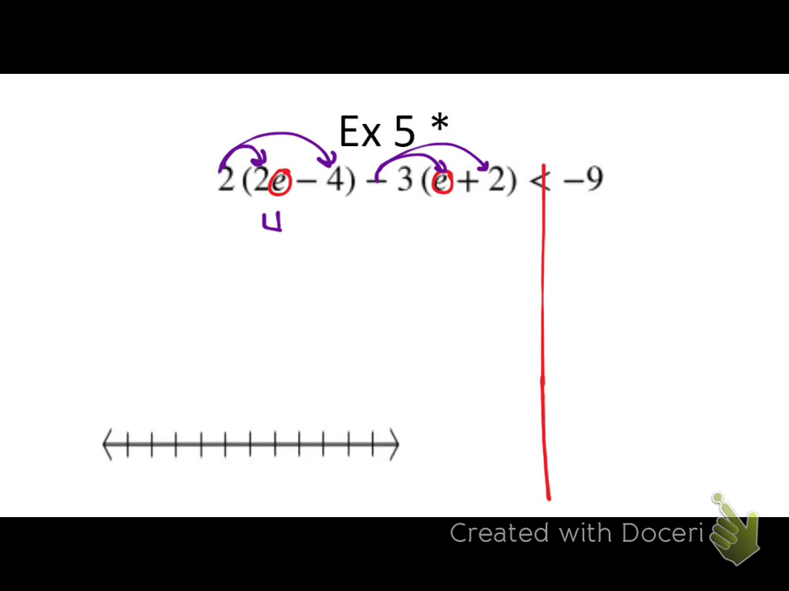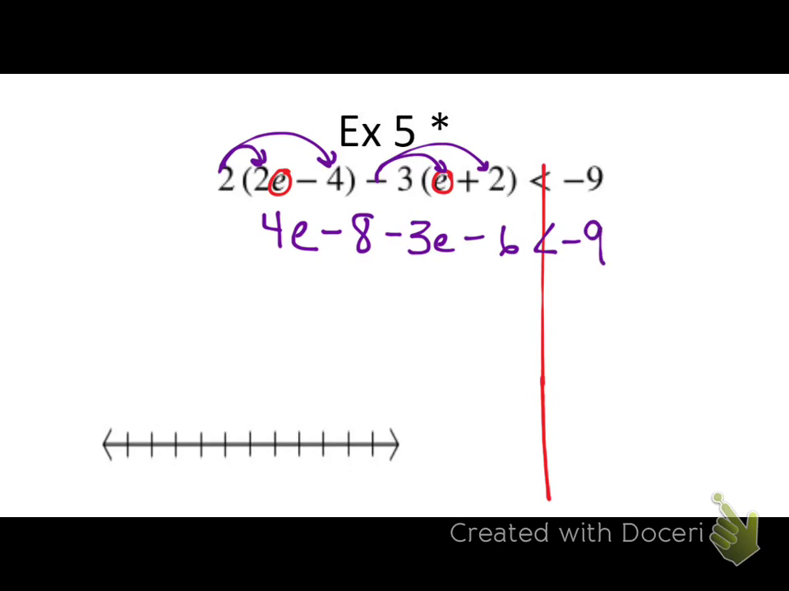4e minus 8, minus negative 3e plus. The negative times a positive is a minus, and then 3 times 2 is 6.